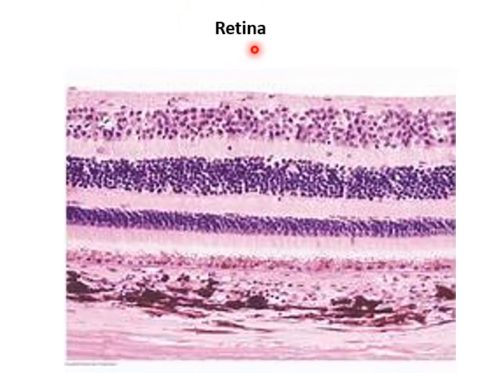This is the retina. Here the choroid, pigmented epithelium, layer of rods and cones, outer nuclear, outer plexiform, inner nuclear, inner plexiform, then ganglion cell layer.